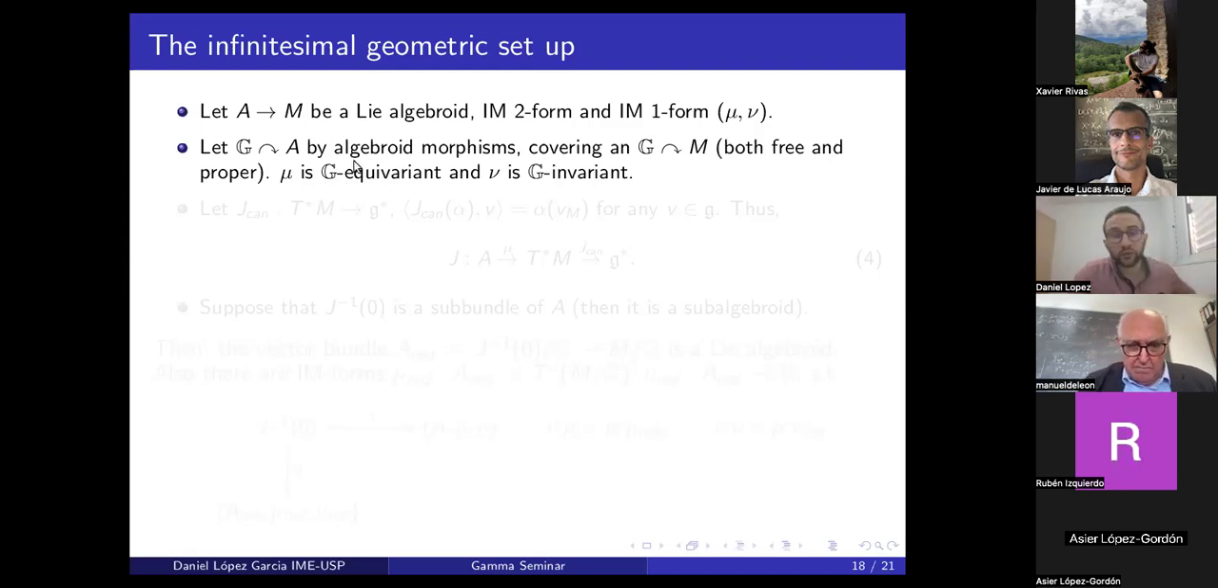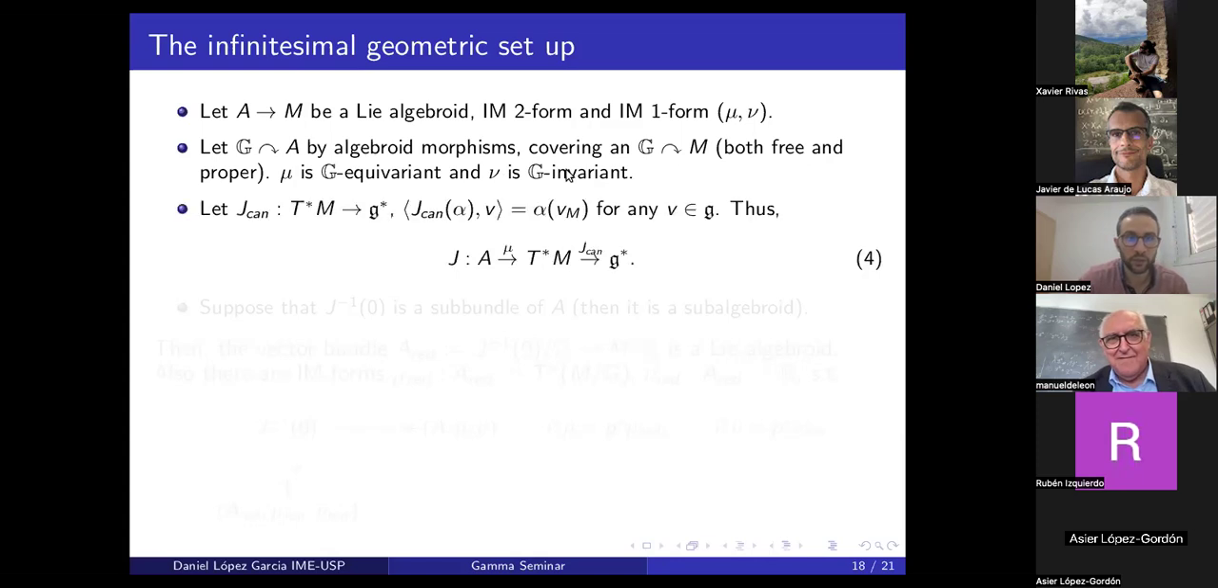So I'm also going to consider that mu is G-invariant. This G-invariant is with respect to the lift of this action to the cotangent, and nu is G-invariant. This is because mu is a map from A to the cotangent of N, and nu is a map from the algebroid to R. So in this case, it's just G-invariant. So I can consider this canonical map from the cotangent of N to the dual of the Lie algebra.